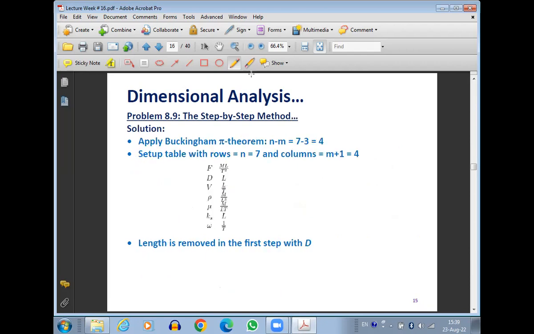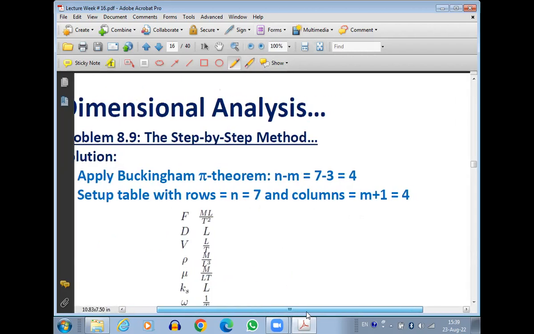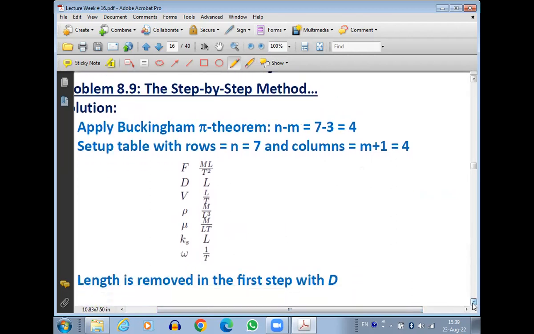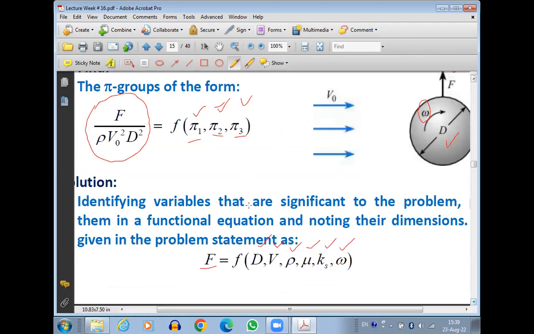So the problem solution starts like this. First of all, we need to know how many variables are involved in it. If you look here, we have 1, 2, 3, 4, 5, 6, 7. So the total number of variables involved is 7. That's the first step. How many variables are involved here?